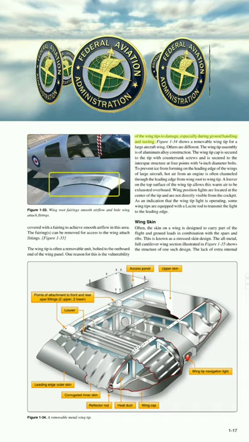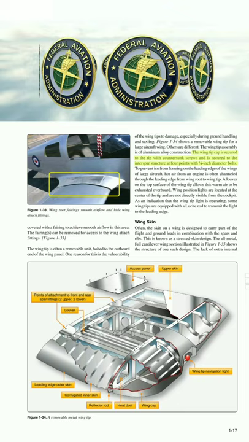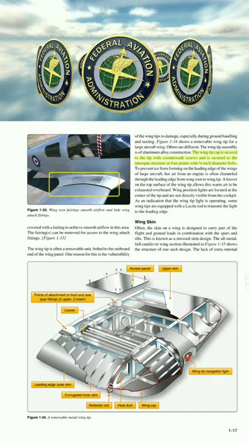Figure 134 shows a removable wing tip for a large aircraft wing. The wingtip assembly is of aluminum alloy construction. The wingtip cap is secured to the tip with countersunk screws, and is secured to the interspar structure at 4 points with 1/4 inch diameter bolts.